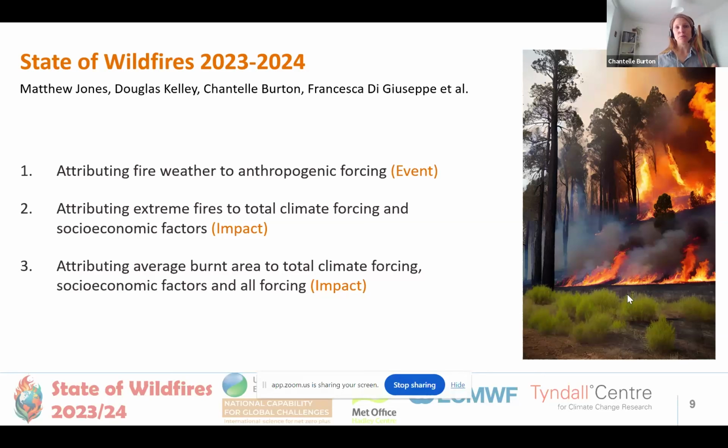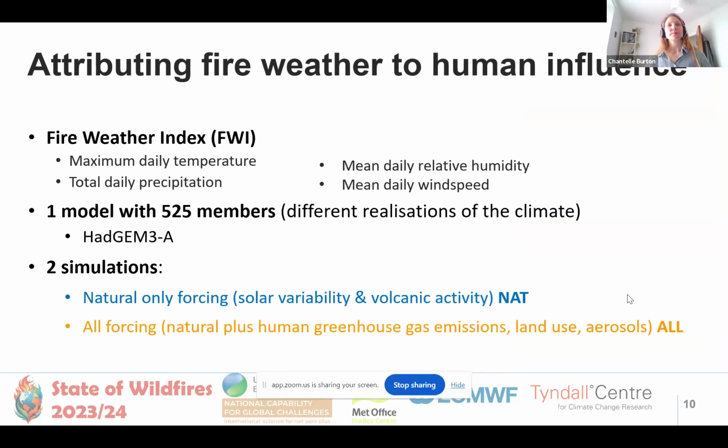So looking at fire weather to anthropogenic forcing, looking at stream fires in terms of a sort of impact attribution approach. So I'll go through each one of those in a bit more detail. The first approach that we're looking at is trying to isolate the meteorological factors that promote wildfires, and asking the question if we can attribute those to human influence.